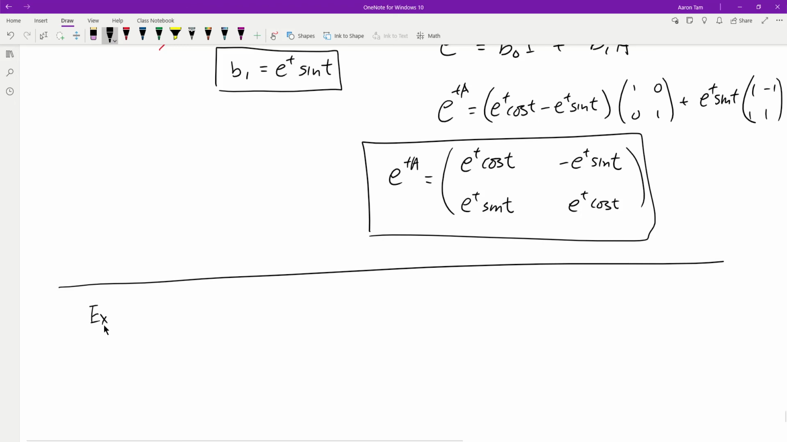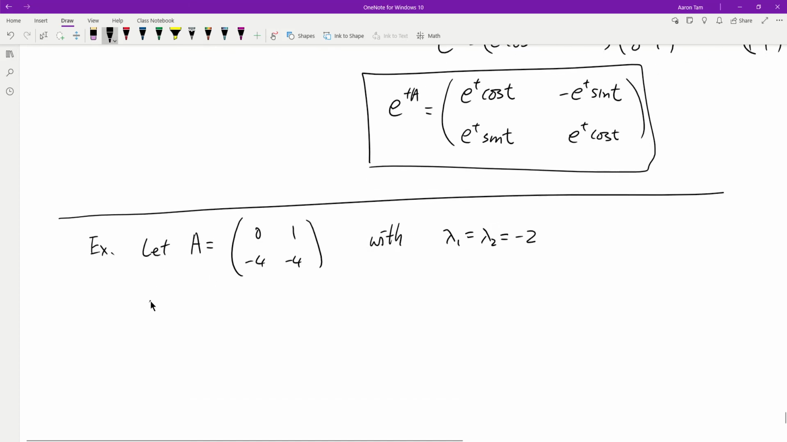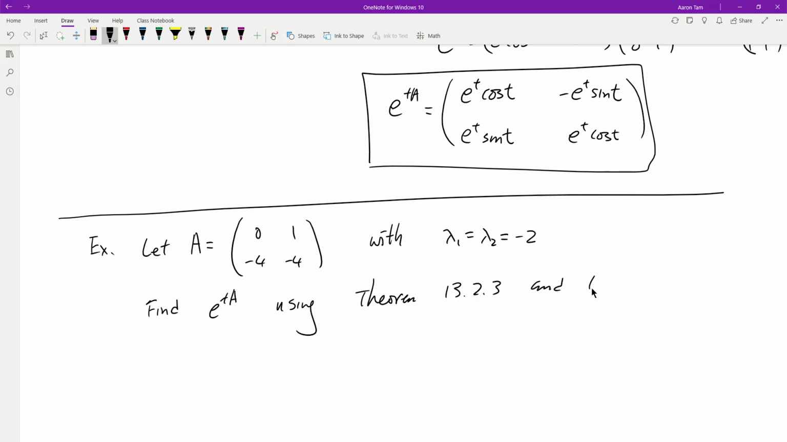So here's our next example. We're going to let A equal a matrix 0, 1, negative 4, negative 4, with a repeated eigenvalue lambda 1 equal to lambda 2, which both equal negative 2. So once again, I'm going to ask you to find e to the tA using theorems 13.2.3 and 13.2.4. So here's the problem.